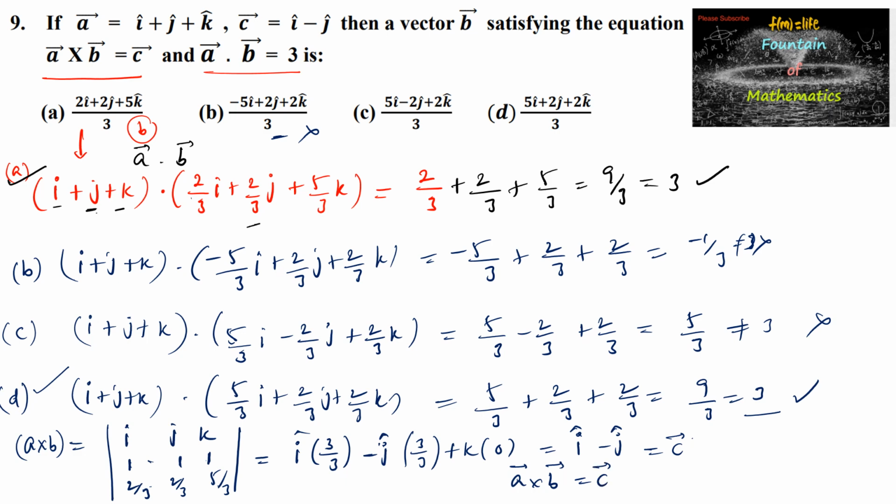So we got A cross B is equal to vector C. So we can just consider that option A is the correct one, and we can also make sure that A cross B is not equal to C in the case of the fourth option.